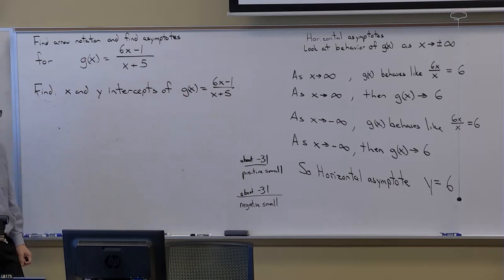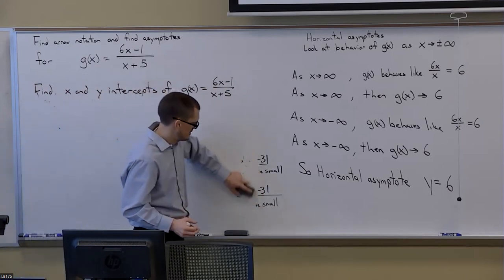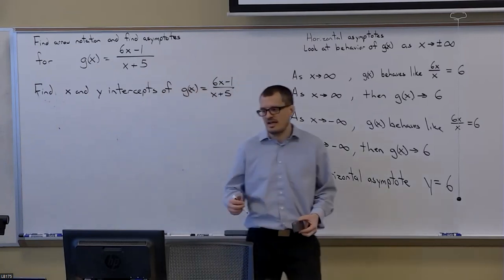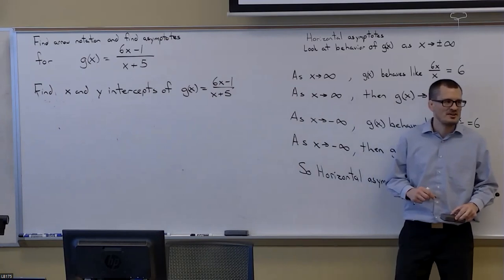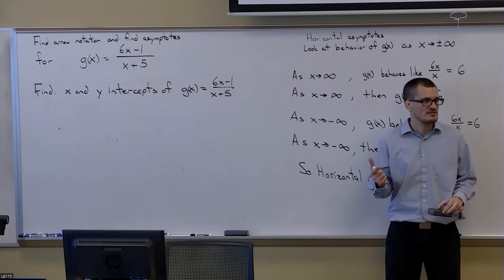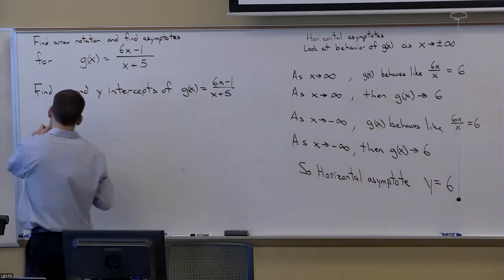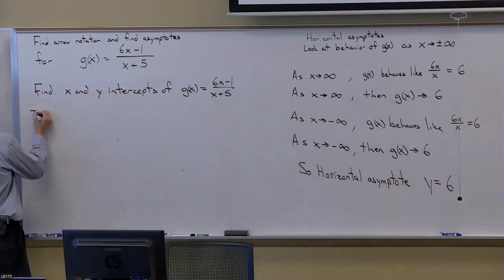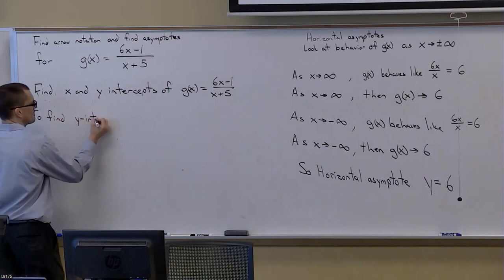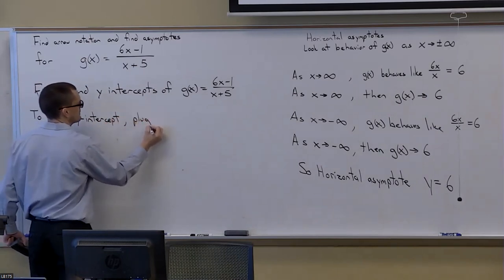How do I find the x-intercept? How do I find the y-intercept? Well, how did I do that in every other type of function, right? Every time you find a y-intercept, you plug in 0 for x. Every time you find an x-intercept, you plug in 0 for y. So let's find the y-intercept first. Plug in 0 for x.